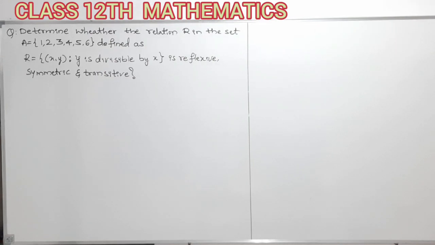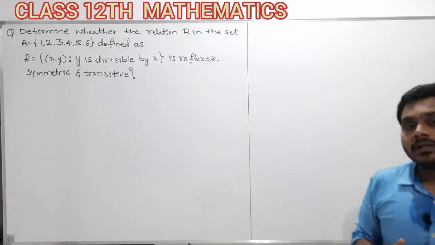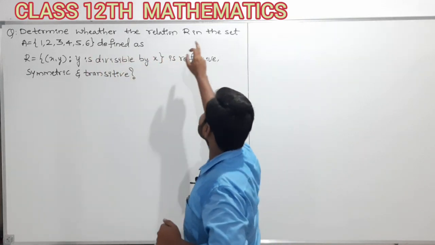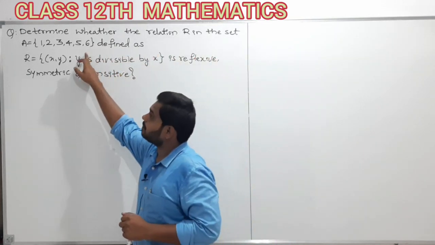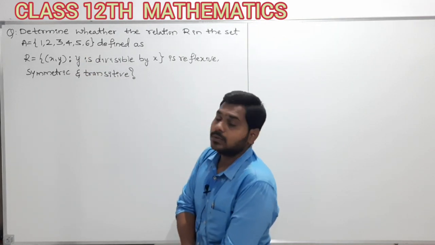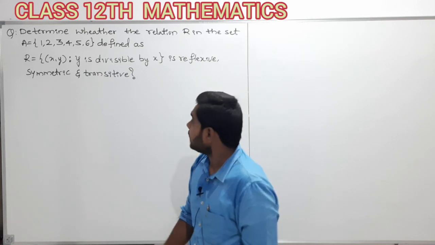The next question, my dear students, that I wrote on the board. So what is that? Here it is. Determine whether the relation R in the set A. So what are the elements of the set A? 1, 2, 3, 4, 5, 6. These are the elements of the set A.